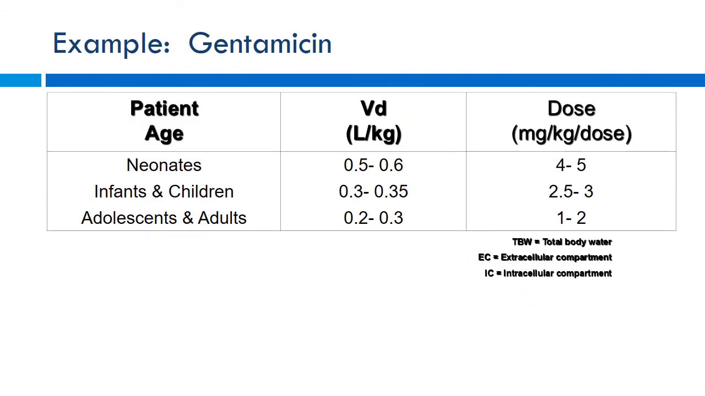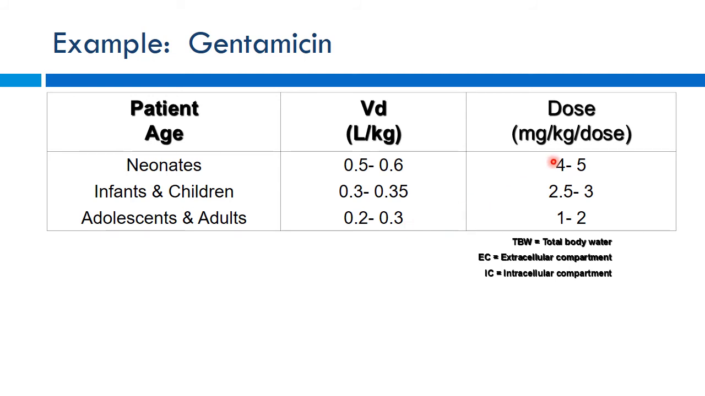So an example of this is gentamicin, which is a very good gram-negative antibiotic, and it's very water-soluble, so it's very hydrophilic. And if you're looking at the volume of distribution on a liters per kilogram basis between neonates, infants and children, and adults, you see it's much higher in neonates due to their increased water content, and it gets lower and lower as you get older, and that water content goes down, your body fat goes up, all those different things. Now, that means that in order to achieve the same concentration, I have to give a much bigger dose in neonates than I do for adult patients.